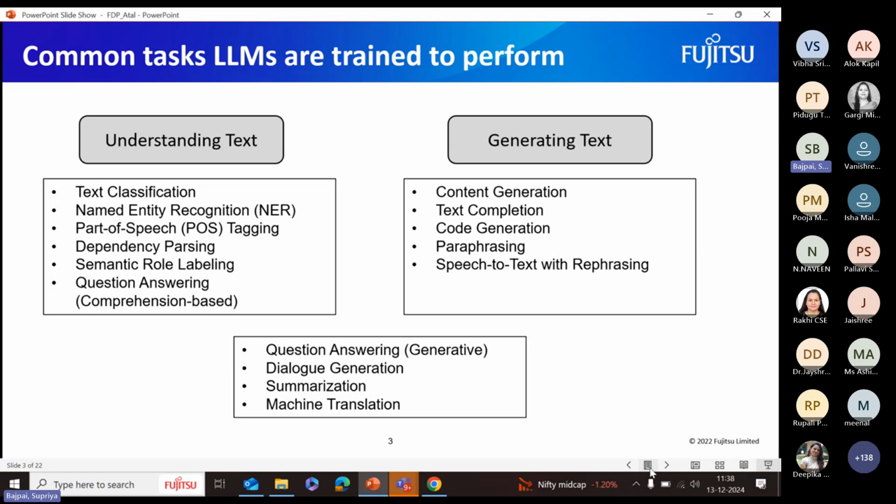There is no text generation happening. In a comprehension based question answering system, it is not generating or adding anything extra from its own side. It is just extracting the portion of the answer: from this paragraph, this is the answer. Now the second category is generating text. Generating text means context generation, text completion, code generation, paraphrasing. All these things are generating text.